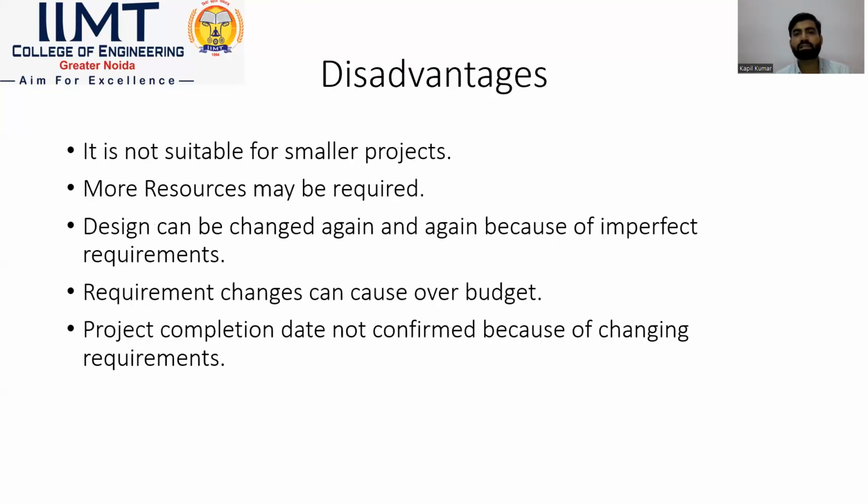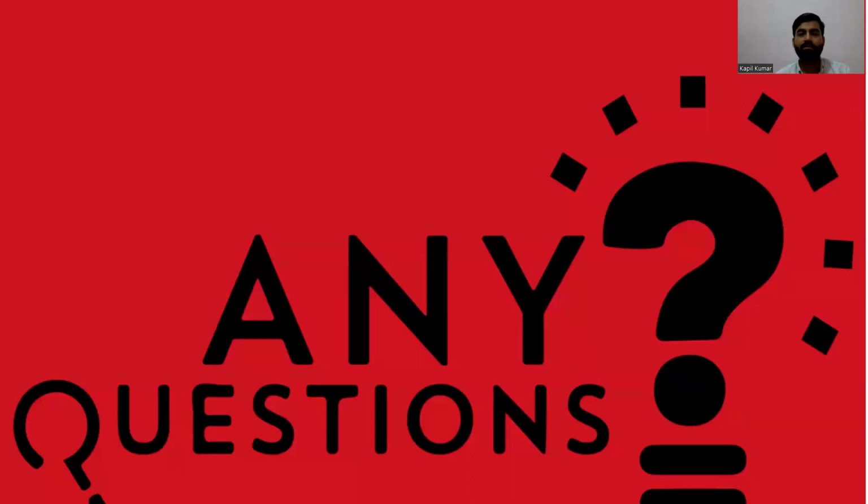These are a few advantages, and these are some disadvantages of the iterative model. It is not suitable for smaller projects because we can identify risks and debug a smaller project as a whole at one time, so we are not using it in smaller projects. More resources may be required. Design can be changed again and again because of imperfect requirements. Design requirement changes can cause the project to go over budget. The project completion date is not confirmed because of the changing requirements.